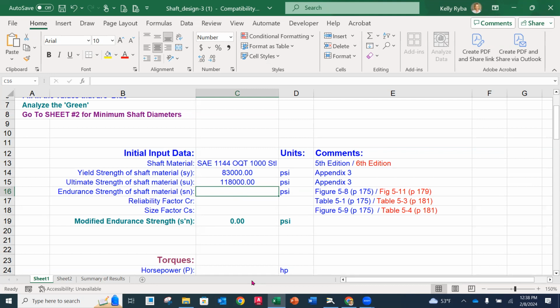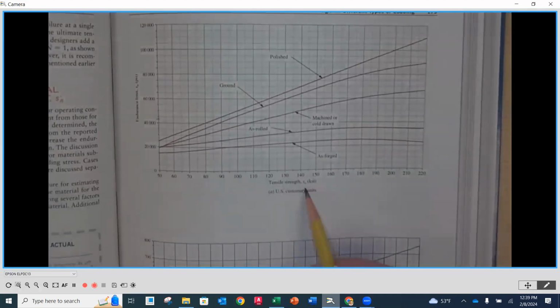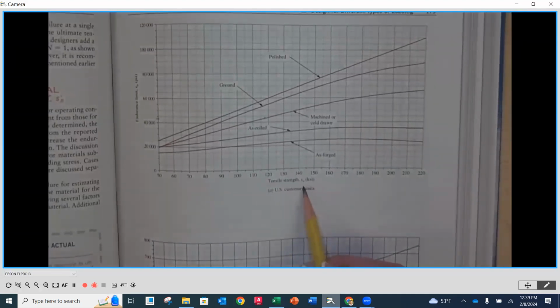The next one is going to be our endurance strength. This one, we actually have to travel to a different chapter. This is going to be on page 179, chapter 5, and we need to find the endurance strength. So you might want to put something in where the example is. So page 179 in our book. And what we're going to do is we're going to find our tensile strength, which was our ultimate strength, right? SU.